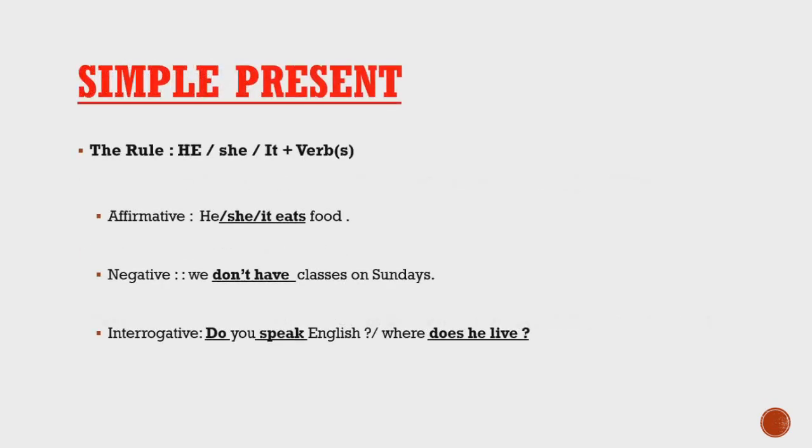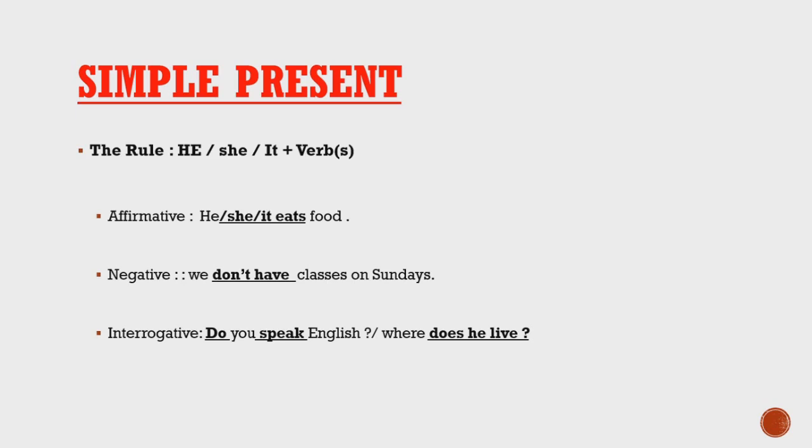Of course, when we're talking about the simple present, let's start first with the rule. In simple present, we'll have the subject plus the verb. And if we have a subject as he, she, or it, then the verb should be followed by an S. And here we have three types of sentences. We have the affirmative, the negative, and the interrogative.